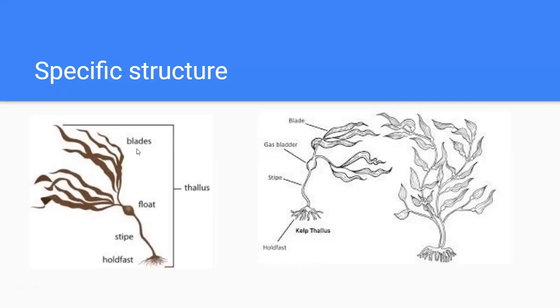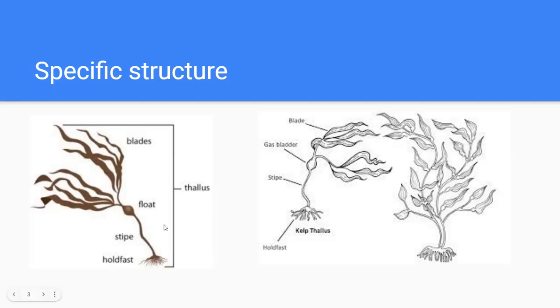As you can see, it has things listed: the blades, float, thallus, stipe, holdfast. It's a different one, same thing, I just wanted to add pictures so you can see. So the thallus is a seaweed body that is plant-like but lacks true roots, stems, and leaves. And the holdfast at the bottom of both of these anchors the algae on the ground, right here at the bottom.